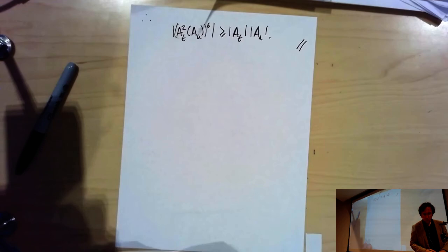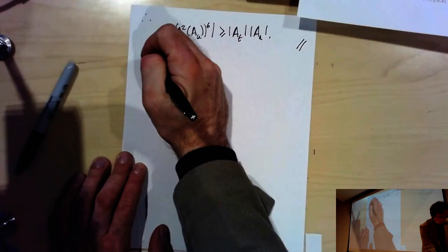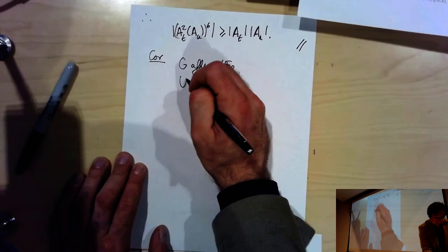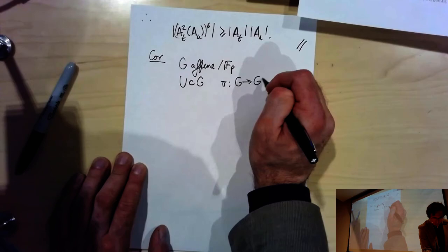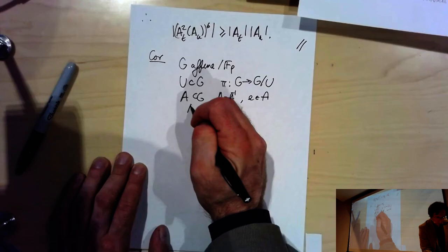All right. Now, what do we do with that? Well, we just put this together with the lemma we had before. And so, corollary. Let G be the affine group over F_p. U is the maximal unipotent. Pi is the quotient map. A is in G, A is A inverse. A contains the identity, and you assume that A is not containing any maximal torus.